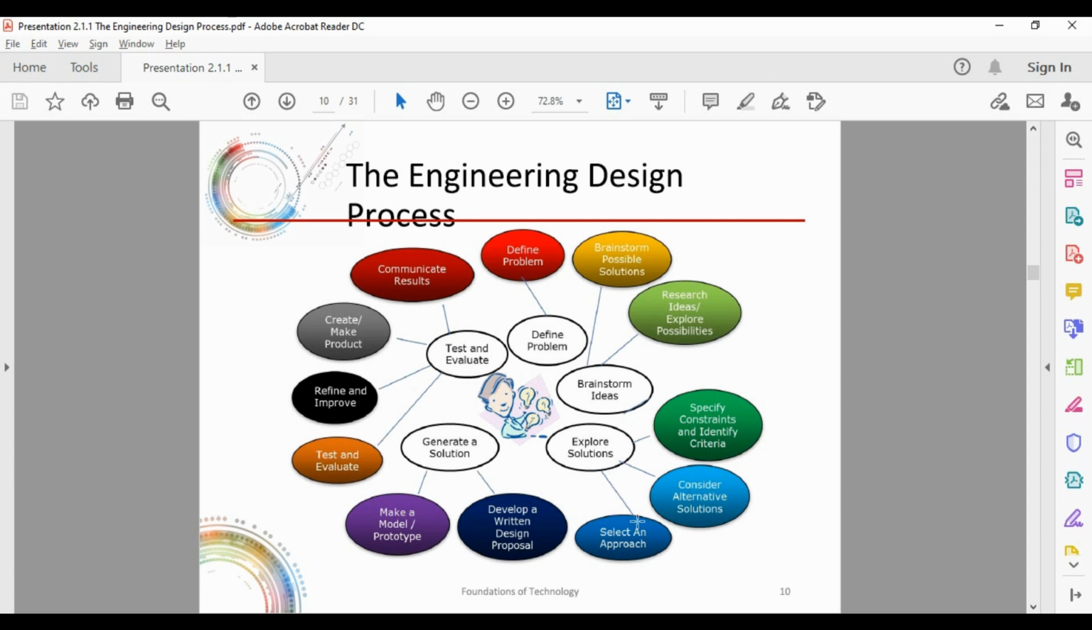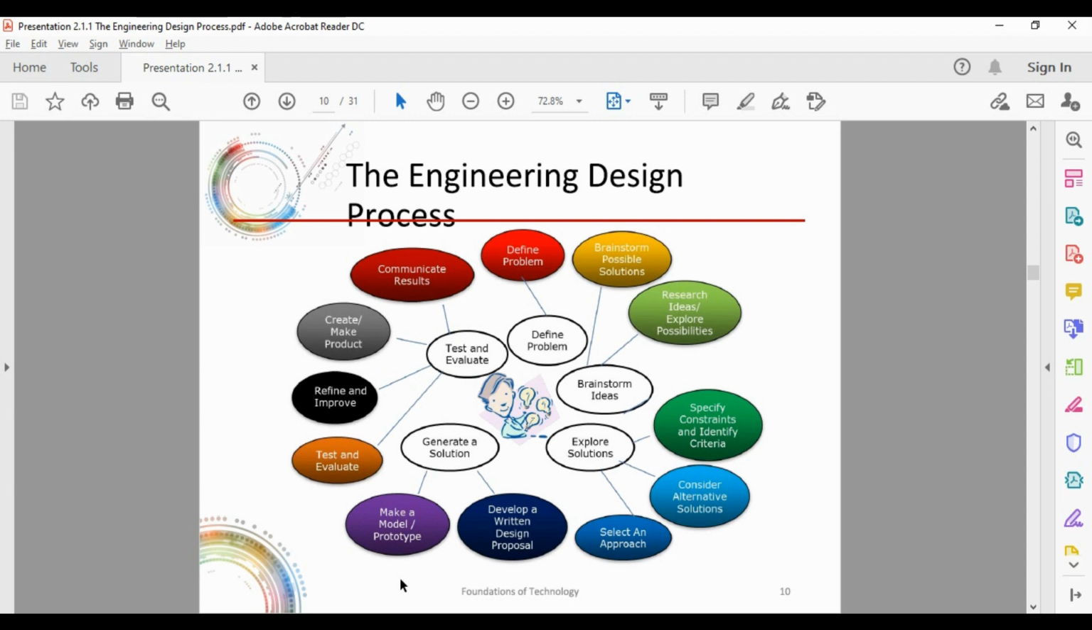Once you decide on what you're doing, that's selecting an approach. Develop a written design proposal. That is something that we have not quite done yet. But it is something that's very necessary because, in a true design process, you've either A, got somebody who is funding you, or B, you're trying to get somebody to fund your project. And so you need to have something that they can review to see where they need to go.